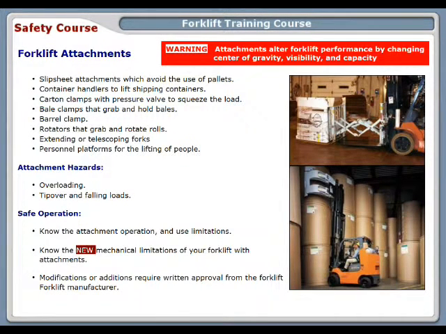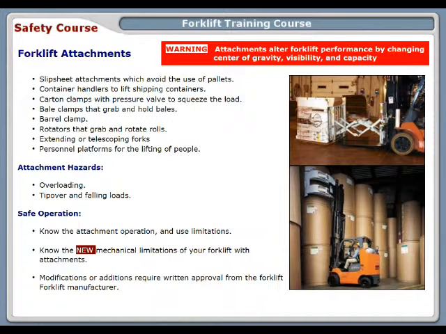Operating forklifts with installed attachments requires a much larger safety margin. Attachments alter forklift performance by changing the center of gravity, visibility, and capacity. Examples of forklift attachments include slip sheet attachments, which avoid the use of pallets, container handlers to shift shipping containers, carton clamps with pressure valves to squeeze the load, bale clamps that grab and hold bales, barrel clamps, rotators that grab and rotate rolls, extending or telescoping forks, and personal platforms for lifting of people.